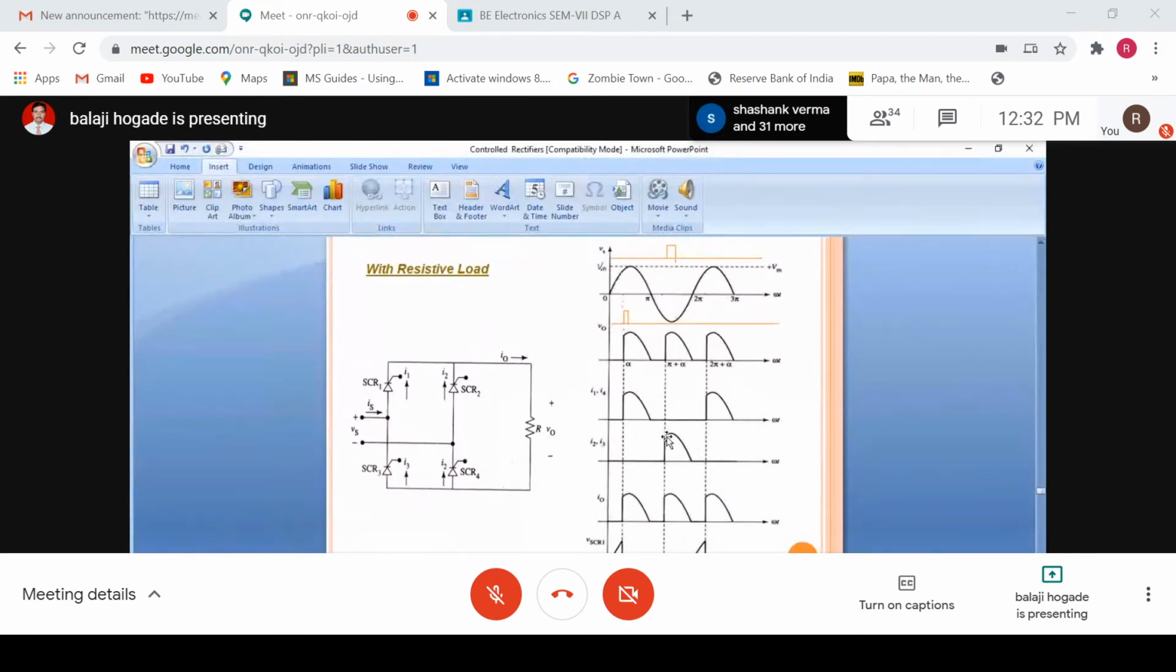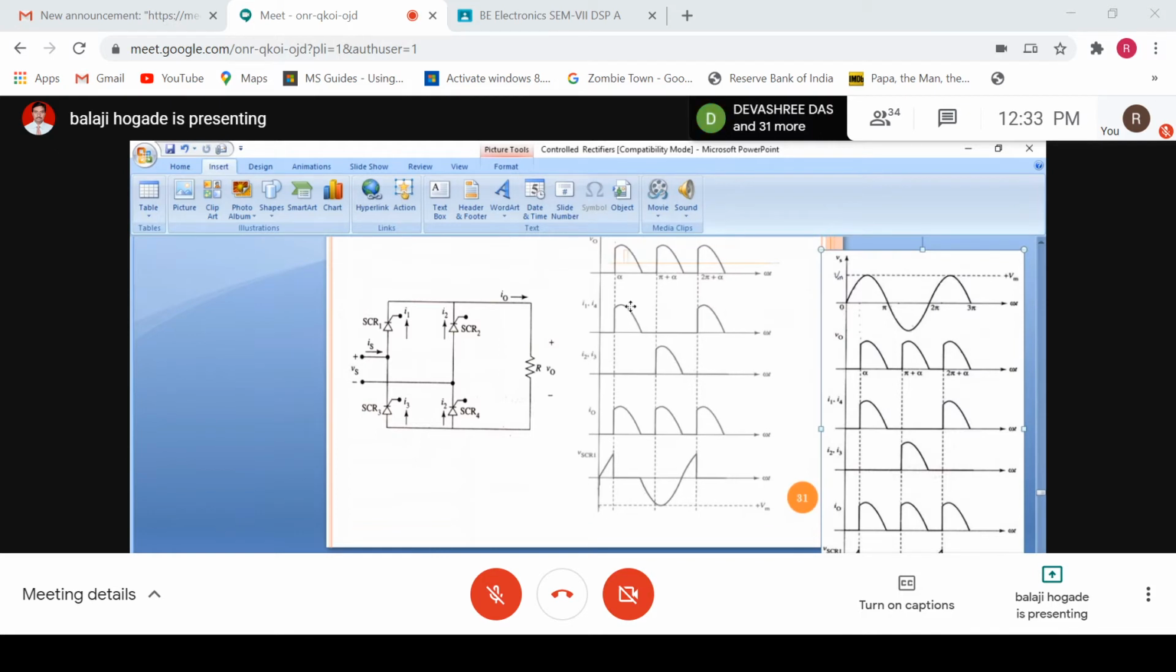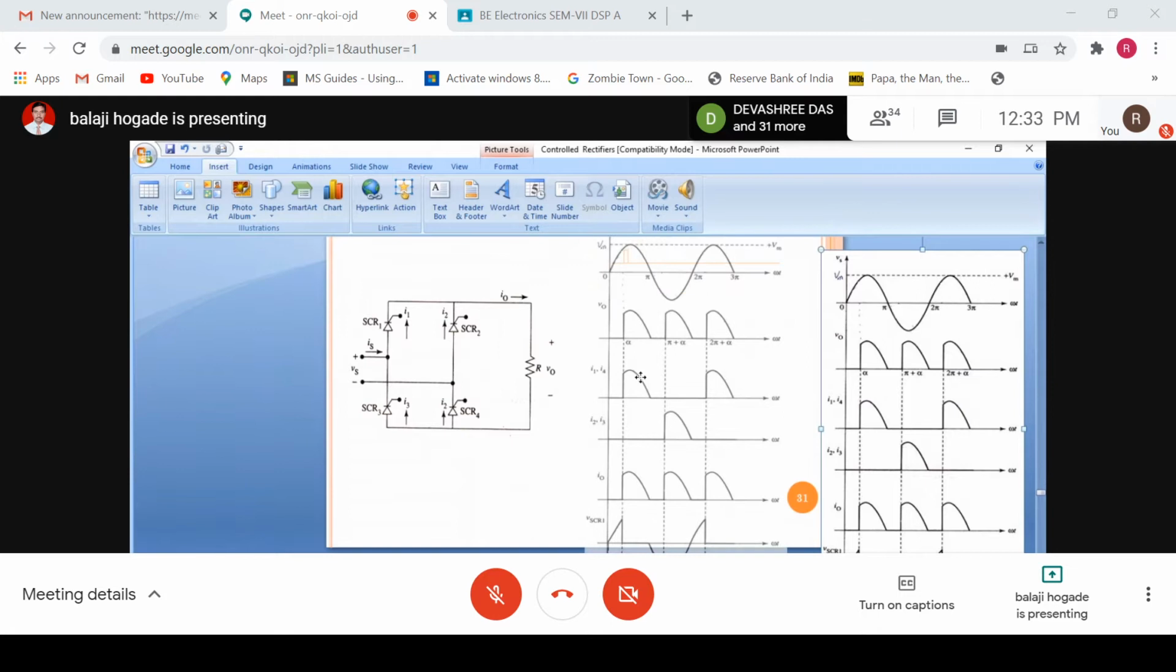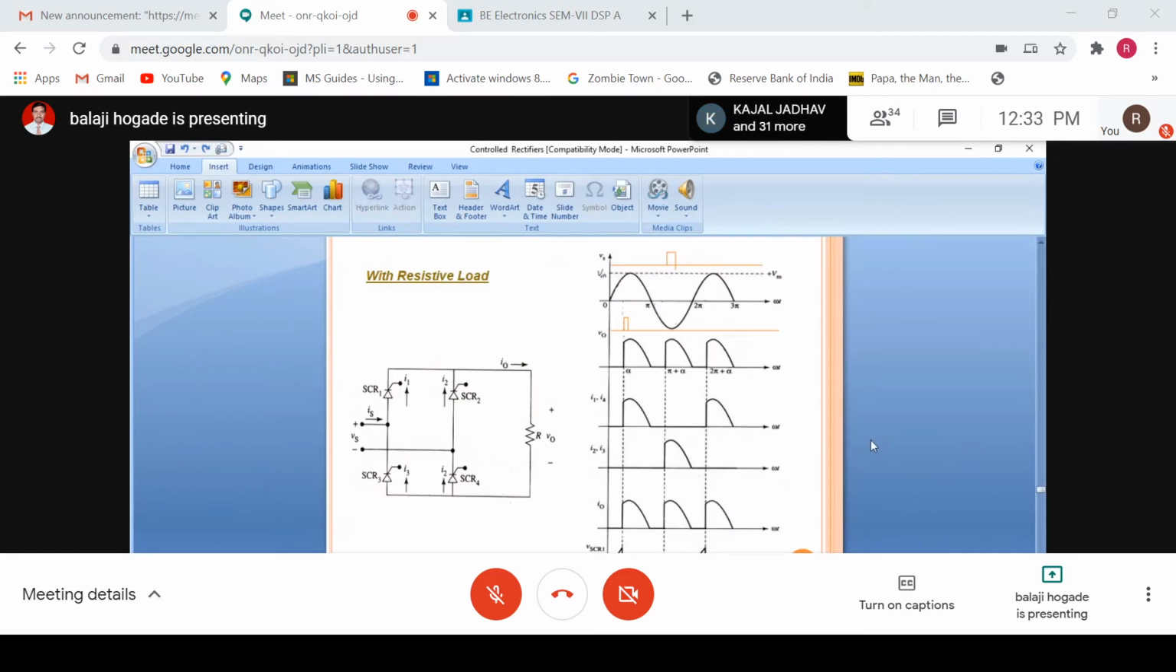So there can be a question like: explain the working of a single phase full wave bridge configuration controlled rectifier with resistive load. Draw a circuit diagram and waveforms, and you need to derive the equation for the output voltage also. If such a question is asked, then you need to draw this circuit diagram and these waveforms and explain the working of the circuit, and you need to derive the equation for the output voltage, or average DC voltage, or average load voltage. This is V0, and for this you will have to derive the voltage equation.